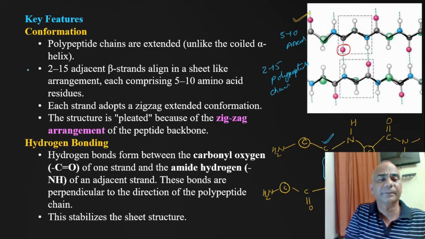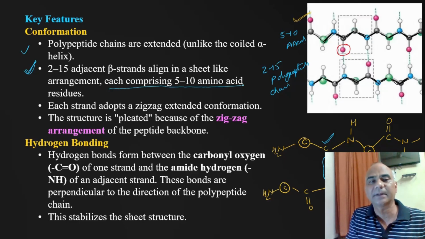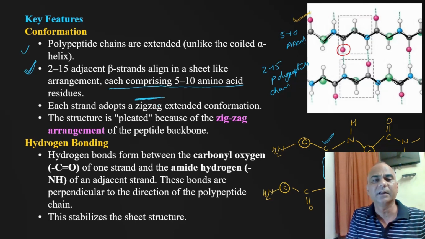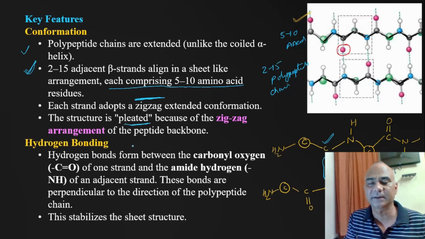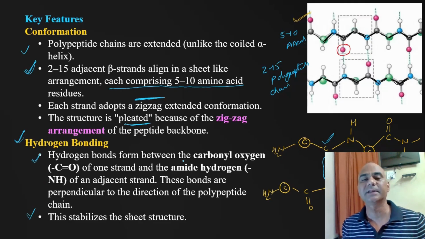Here you can also read that polypeptide chains are extended and 2 to 15 adjacent beta strands align in a sheet-like arrangement, and each polypeptide chain comprises 5 to 10 amino acid residues. And each strand adopts the zigzag extended conformation. I have already explained that's why we call this sheet a beta pleated sheet. I have already explained about the hydrogen bondings. You can read here in these 2 points. These hydrogen bondings stabilize the beta structure.